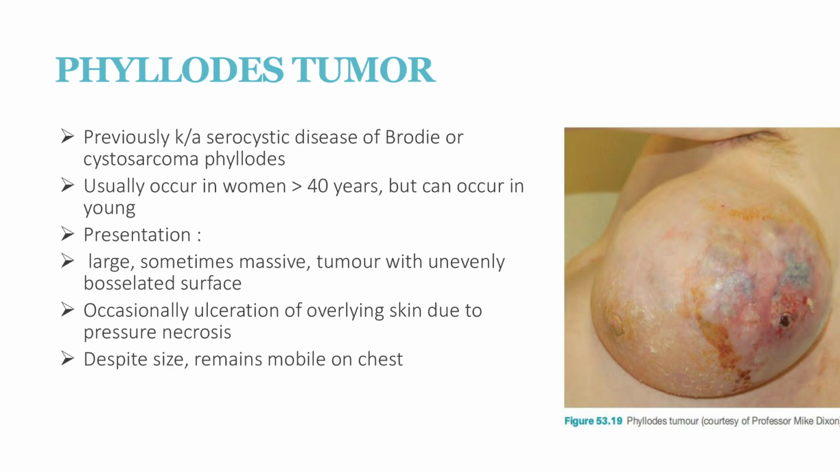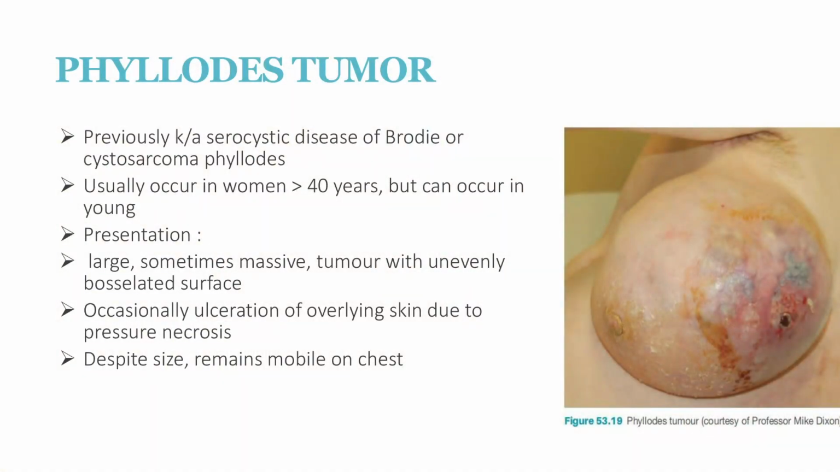Presentation is a large, sometimes massive tumor with an unevenly bosselated surface, as you can see in this diagram. Occasionally there is ulceration of the overlying skin due to pressure necrosis. But despite all these things, this is the only large tumor in the breast which is always mobile. So this is a very diagnostic thing. A very large tumor having ulcers on the surface.